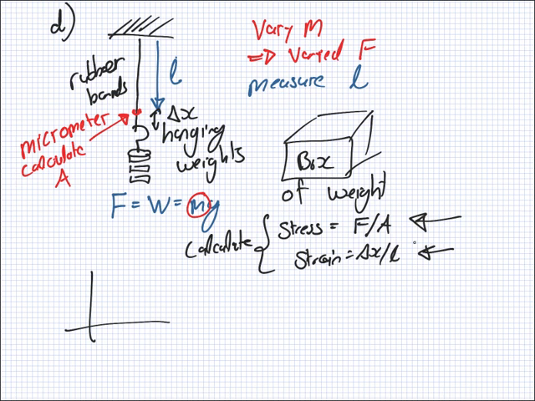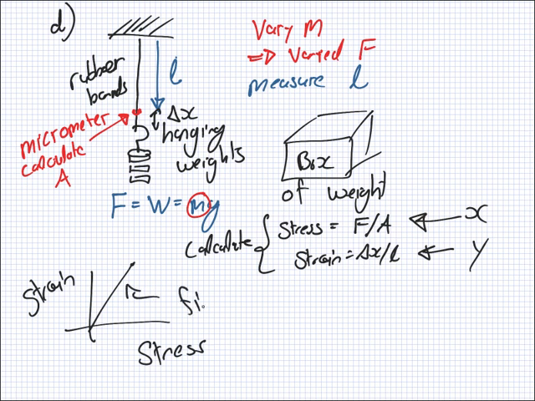You change stress, so that goes on the x, that goes on the y, okay? So that's stress, that's strain. You draw your graph and you calculate, you find m, and then finally, Young's modulus is stress over strain, so in this case it'd be 1 over m.